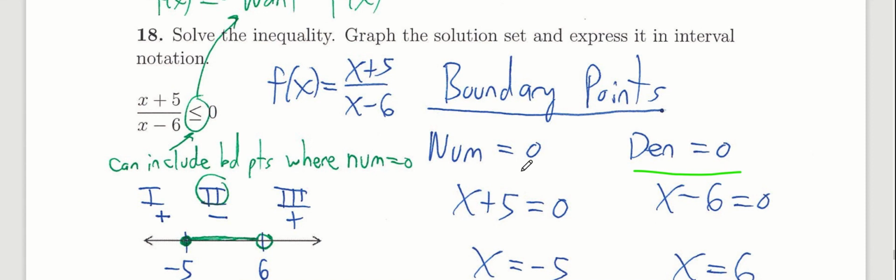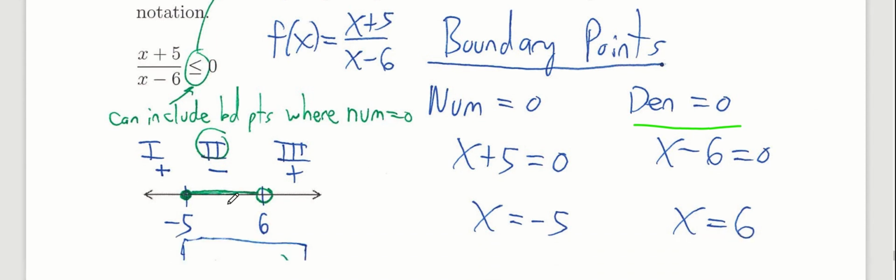The points that make the numerator equal to 0, those boundary points, could potentially be included, again, by the type of inequality that you have. If it's less than or equal to, or greater than or equal to, then those boundary points will be included. If it's a strict inequality, like strictly less than or strictly greater than, then no matter what, no boundary points would be included, and everything would be an open circle.